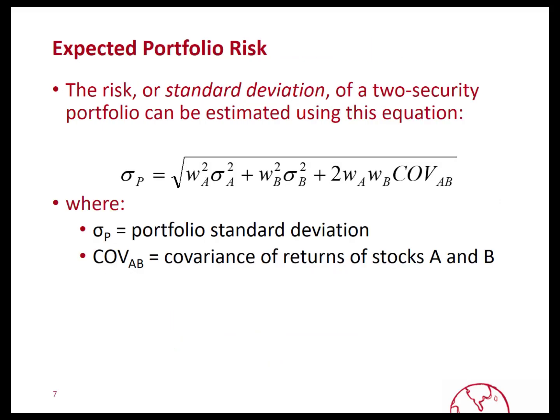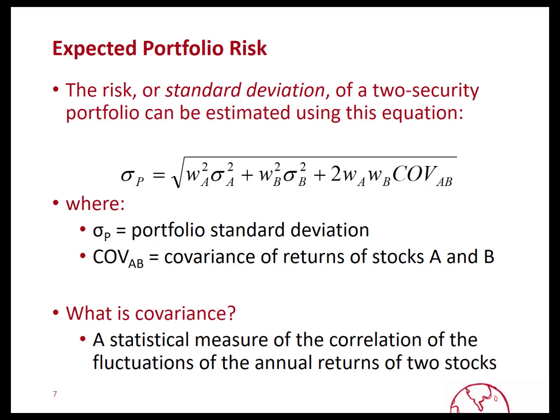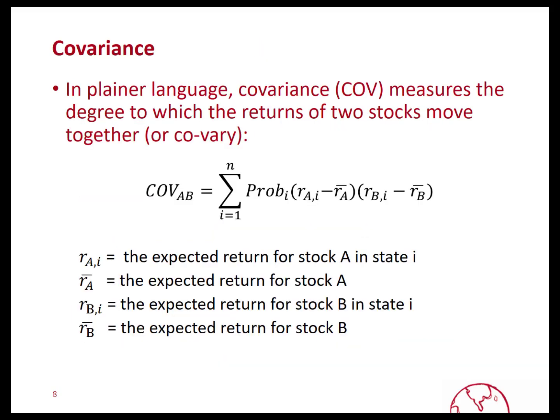How do we calculate the expected portfolio risk? Well, we're going to use, again, standard deviation. And it's going to follow this formula here where you can see that it's weight squared times standard deviation squared for each of the stocks, plus a third term, twice weight A, weight B, and the covariance of AB. So what is covariance? It's a statistical measure of the degree to which the returns of two stocks are correlated or fluctuate together. It can be calculated using this formula.